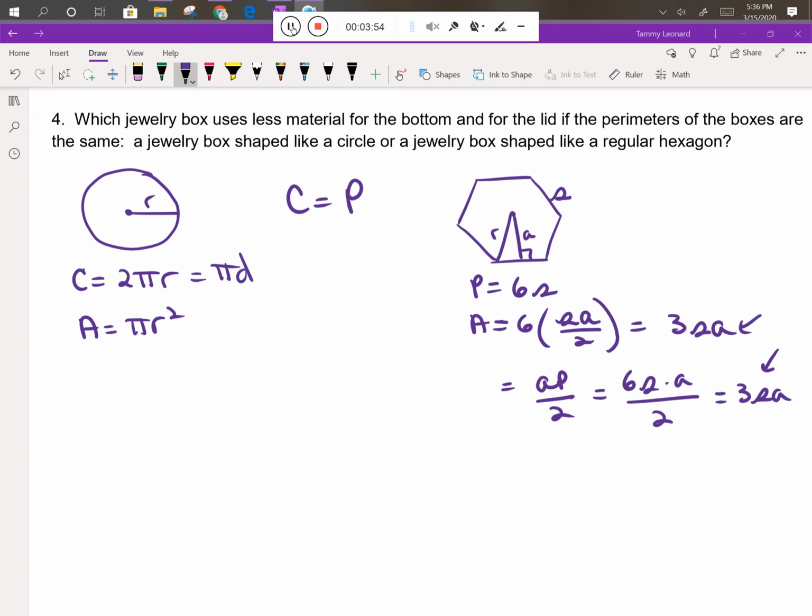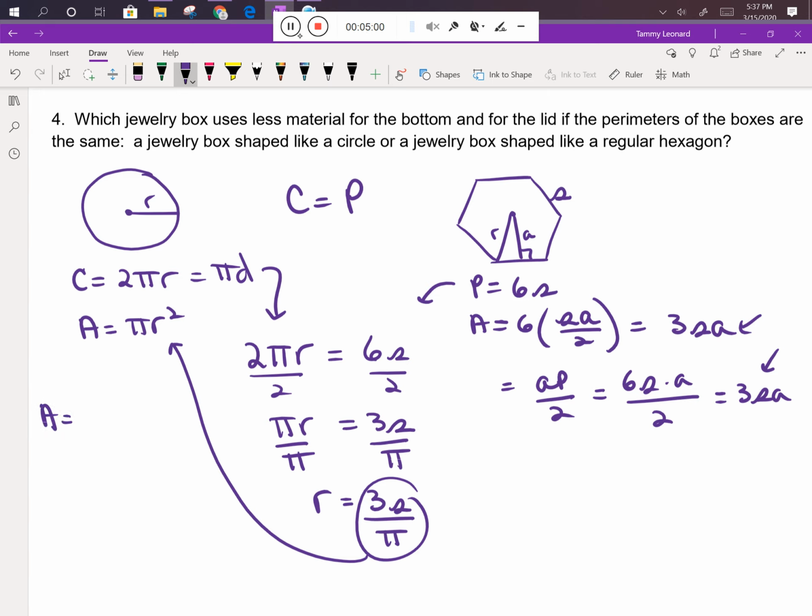Personally, I think that's going to be a little bit easier, so that's the approach I'm going to take. The length of the radius is equal to 3 times the side of the hexagon divided by pi. I know that looks a little crazy, but now we have an expression that we can put in over here. So I've got the area of this circle is equal to pi times 3s over pi, all squared.